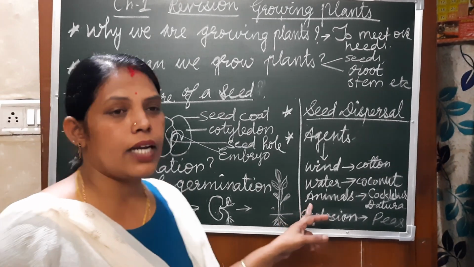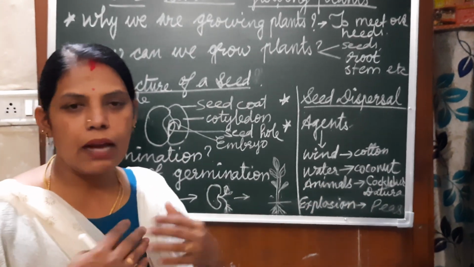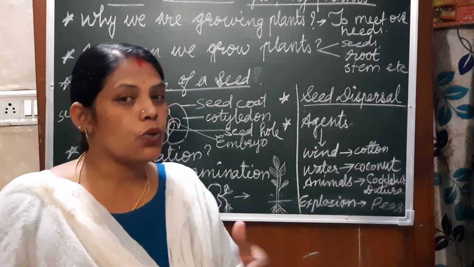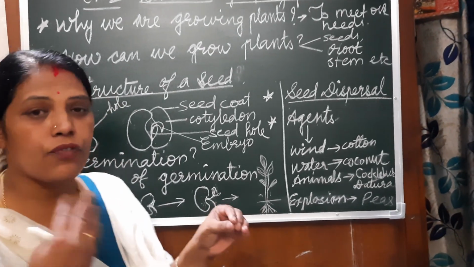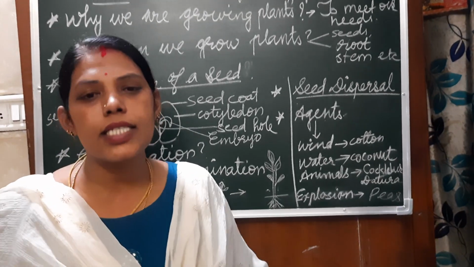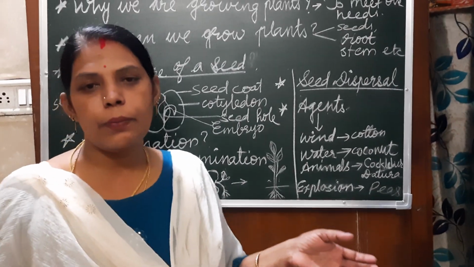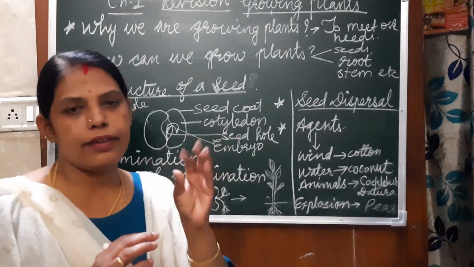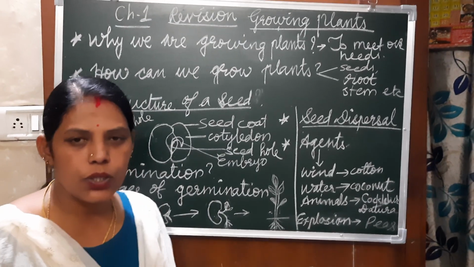So water is also an agent. And next, the third one, animals. See here, we are eating the fruits, right? Then afterwards, what do we do? This is just an example. This is the summer season, so you all like to eat mangoes, right? After eating, what are we doing? We are throwing the seed away. Then that seed, where it falls down, after some time, when it gets suitable conditions, it starts to grow.